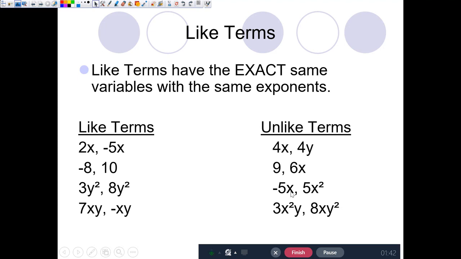Negative 5x and 5x squared are not like terms because, yes, they have the same variable, but my exponents are different. This one is raised to the first power, this one's raised to the second power. 3x squared y and 8xy squared are different because, yes, I do have an x and a y and an x and a y. However, my x is squared here and my y is squared there. Okay? So they're not the same. They have to be exactly the same variable and the exact same exponent. Okay?